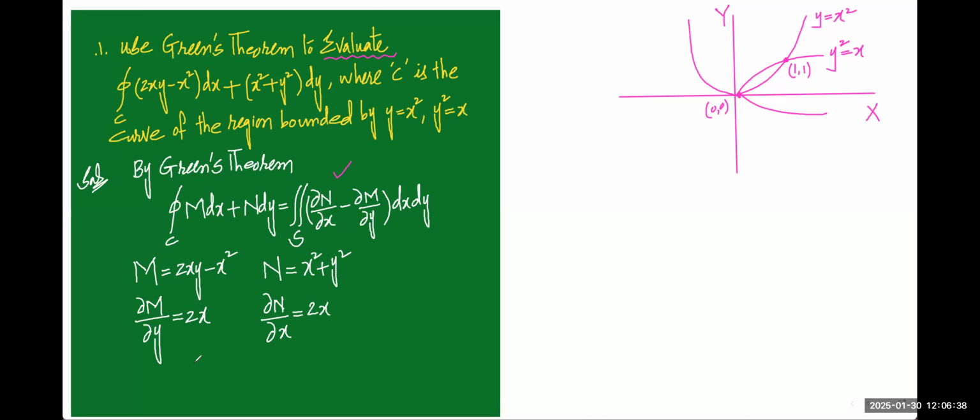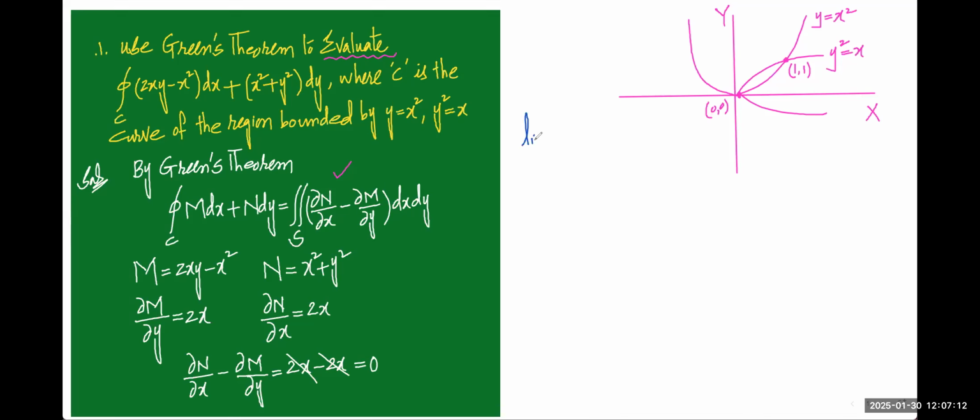So we got the value of dou n by dou x minus dou m by dou y. Dou n by dou x is 2x here, and dou m by dou y is also equal to 2x. These two values cancel, and our answer is 0. If your answer is 0, there is no need to consider the limits. Still, if you want, I'll show you what limits should be taken.